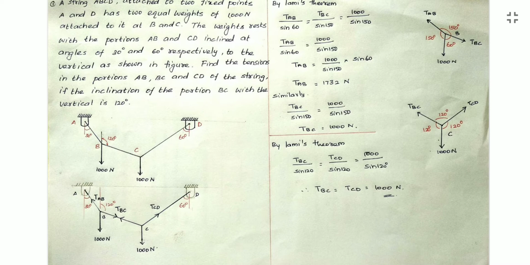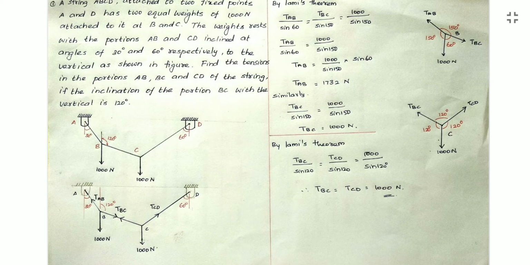And then we equate the second and third. The denominators are both the same, sin 30, so TBC is equal to 1000 Newton. So the first section is completed. In the second section, draw the free body diagram at the point C.